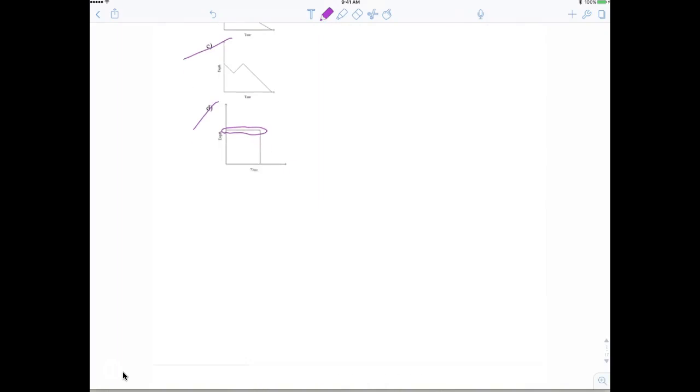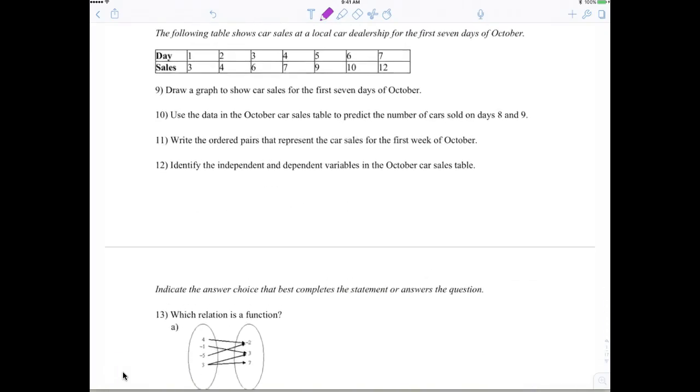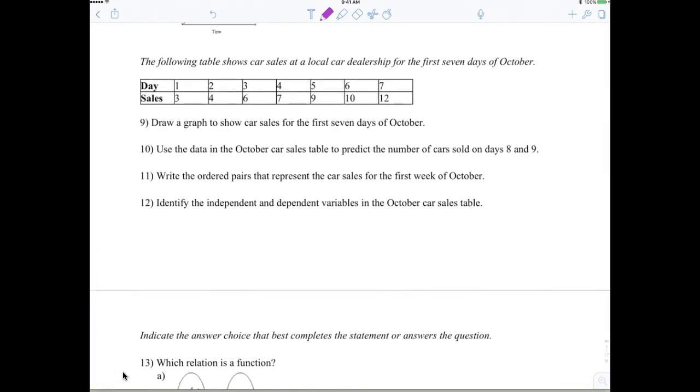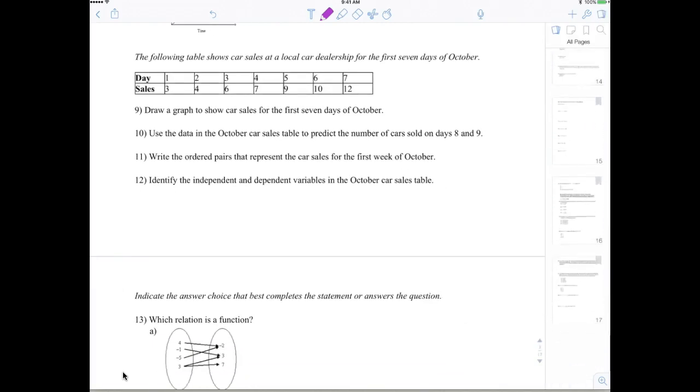All right. Now, let's go to 9. All right. So on 9, here we go. It says the following table shows car sales at a local car dealership for the first 7 days of October. Draw a graph to show the car sales for the first 7 days of October. So what am I going to have to do? I'm going to have to go to the end of my page, right? Everybody's going to have to do this.